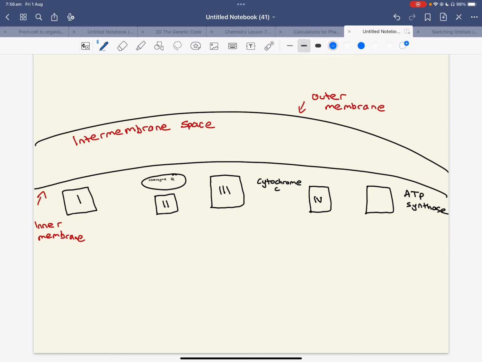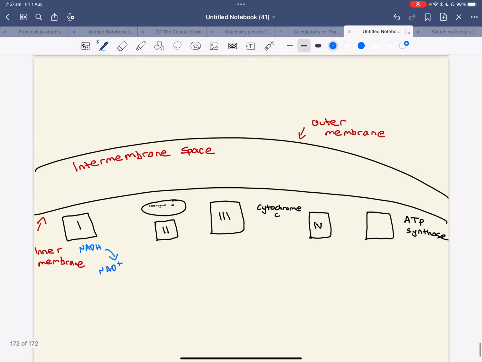Okay. So what happens is, from the TCA cycle and glycolysis, we generate NADH and FADH2, which are electron carriers. Okay? And what happens in complex 1 is NADH, a proton is removed, right? And an electron is taken away.